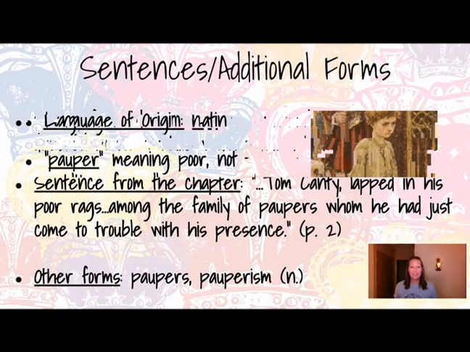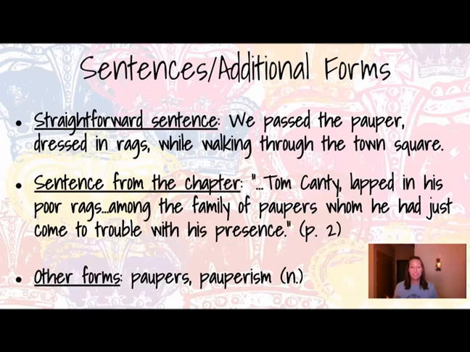Now, taking a look at some sentences that use the word pauper. I always like to use two different types of sentences. One is a straightforward sentence where all the words are simple, and then another one is the real deal. How are you going to see this word in the actual story? So our straightforward sentence: we passed the pauper dressed in rags while walking through the town square. That sentence still gives you enough information about what you're seeing. Someone who's dressed in rags is described as a pauper. So that helps you to understand more about what that word means, but it's still pretty straightforward.